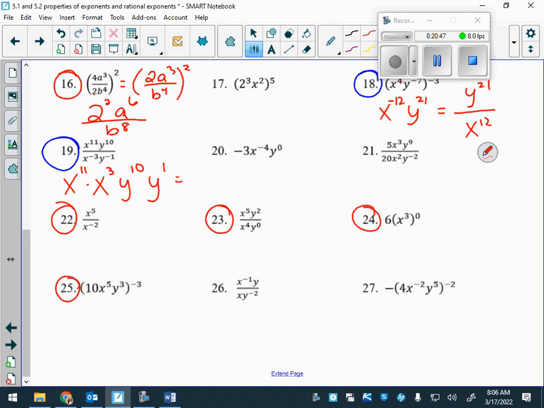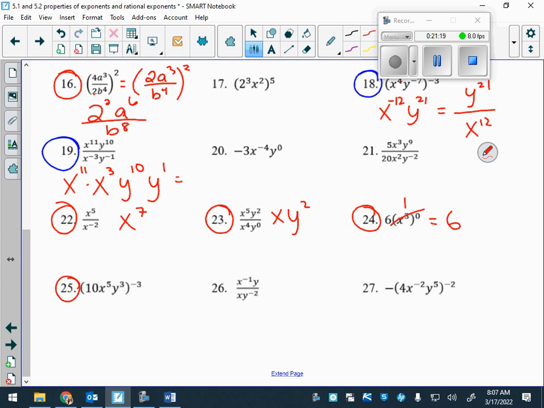Then 22, excellent. Negative exponent goes to the top, and you end up with x to the 7th. Good job. And then 23, excellent as well. 5 minus 4 is x, and then y squared. Y to the 0 equals 1, so we don't even have to worry about it. And 24 cancels out to 1. You're equal to 6, so excellent job on the board.